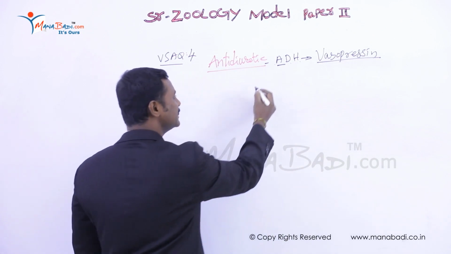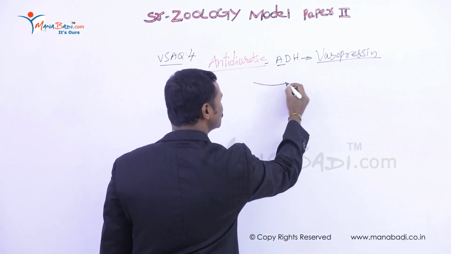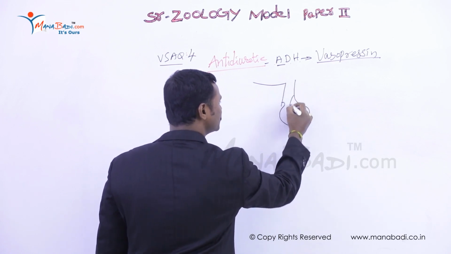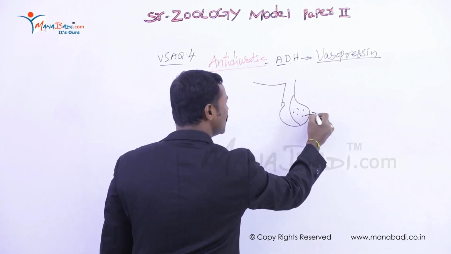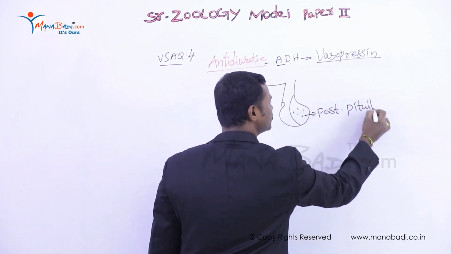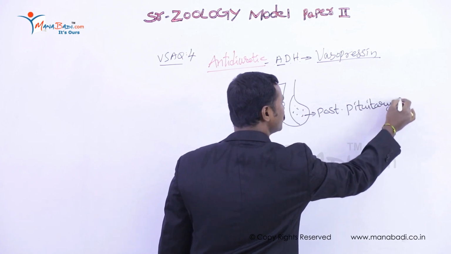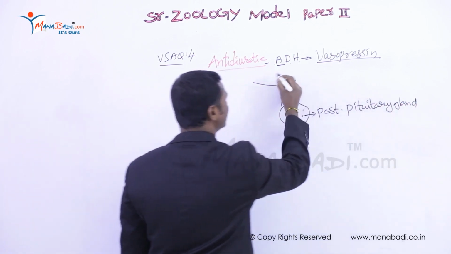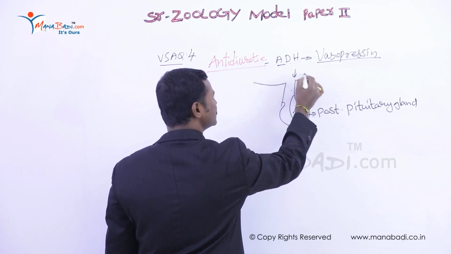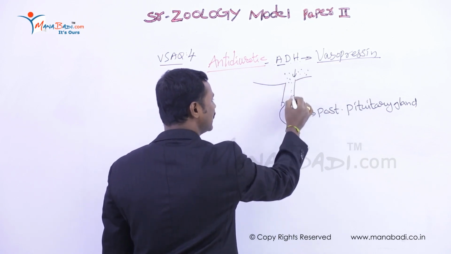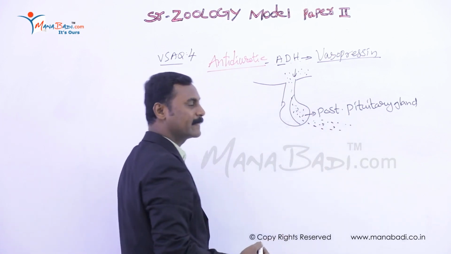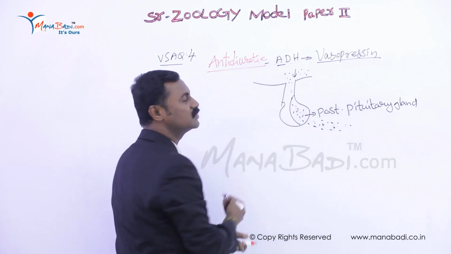From where is it released? It is released through the posterior pituitary gland. You know the pituitary gland; this part is the posterior pituitary gland. Actually, it is synthesized in the hypothalamus and released through the posterior pituitary. Okay, what is this going to do?